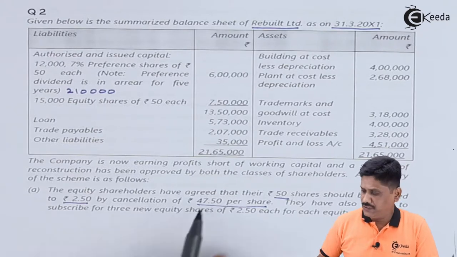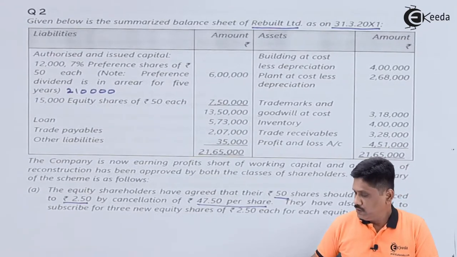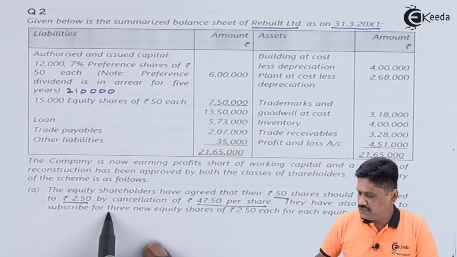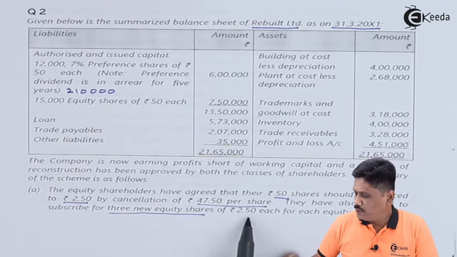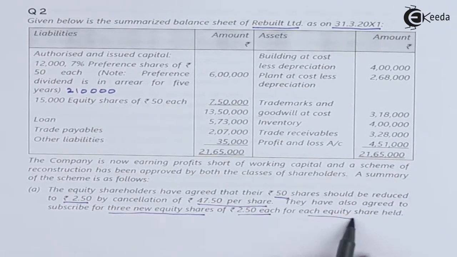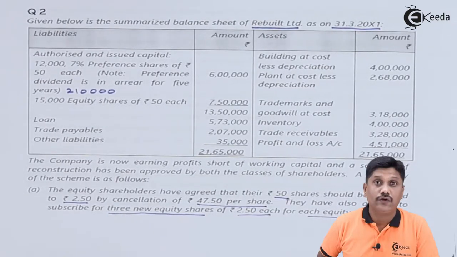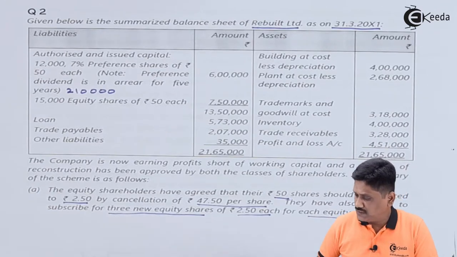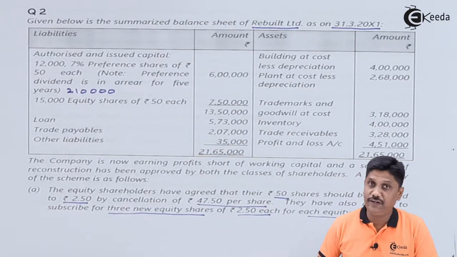They have also agreed to subscribe 3 new equity shares of 2.50 each for each equity share they held. Not only are they waiving their capital, they are also interested in buying new capital of the company. So there is a fresh issue of equity shares of rupees 2.50 each, and the ratio they are saying is 3 shares for each equity share they held. So there is a fresh issue.